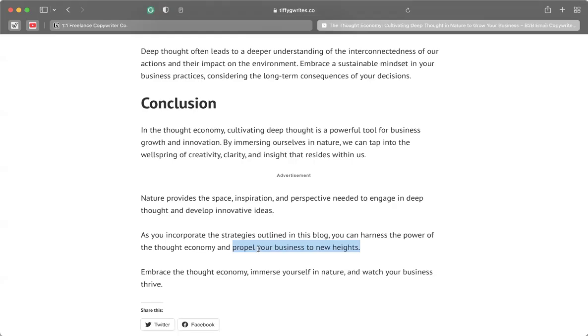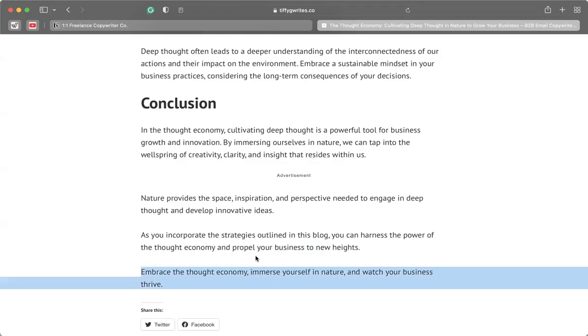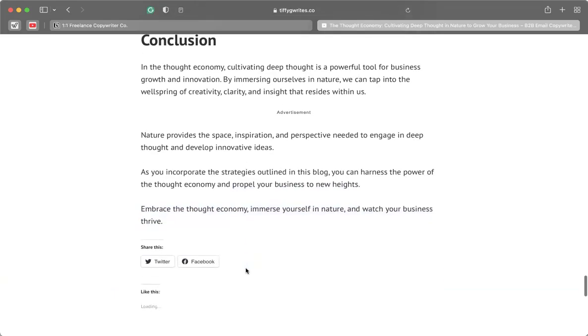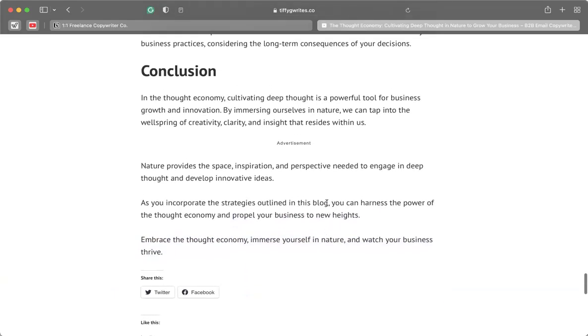They're going to take their business to a new height. I want the copy to be alive. I want them to see the future of what they're going to be doing. Lastly, the last sentence: embrace the thought economy, immerse yourself in nature, and watch your business thrive, because that's what they want to do. These are CEOs. They want to watch their business thrive.